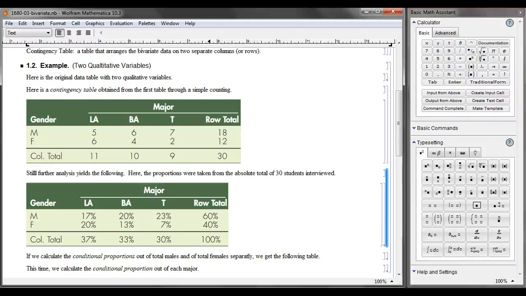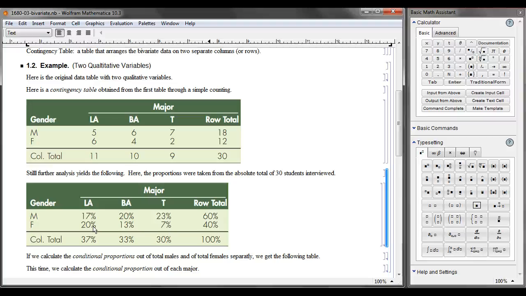For example, if you want to predict or estimate the proportion of, say, female liberal arts majors in this entire college, then the best point estimate is going to be 20%. Why? Because we have 6 female liberal arts majors in this sample out of a total of 30 students. So 6 divided by 30, 1/5, so that's going to be 20%. So the best point prediction for this entire college is 20%. 20% of this entire college will be female liberal arts majors, give or take, of course.